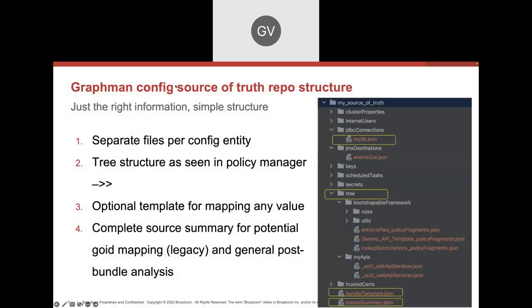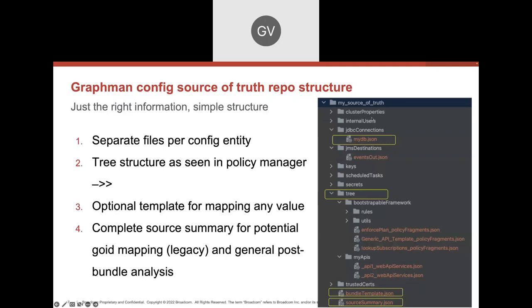So this is the file folder structure that we have. This is created by the Node.js tooling, the GraphMan Node.js client. What we have here is each entity gets its own folder, and within those folders, each item has its own JSON file.